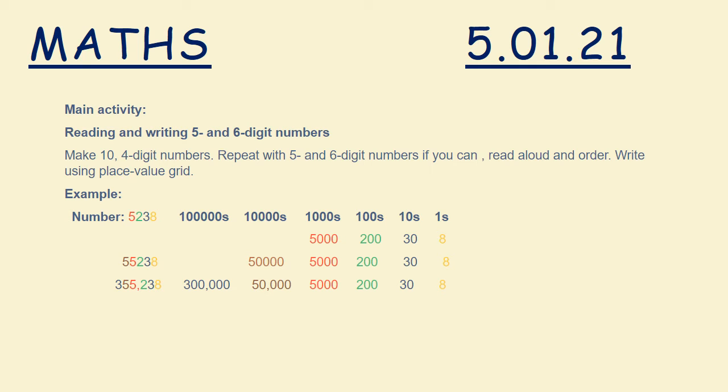355,238. In the 100,000s column, we have 300,000. In the 10,000s column, we have 50,000. In the 1,000s column, we have 5,000. In the 100s column, we have 200. In the 10s column, we have 30. And in the 1s column, 8. 355,238.